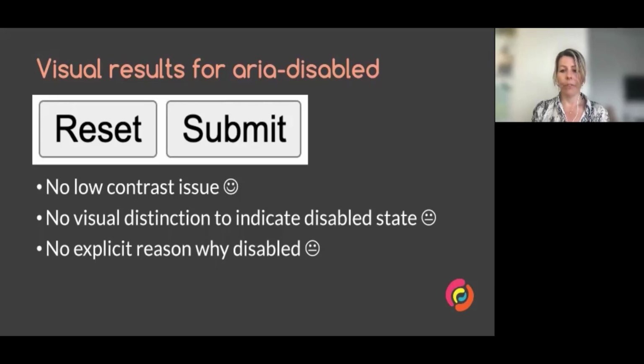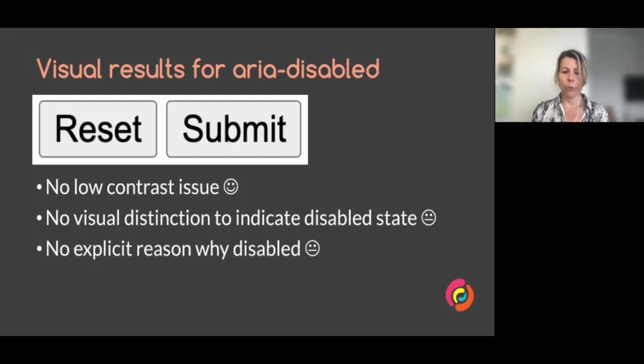The problem with this second approach is that sighted users, keyboard only and speech recognition users would have no way of knowing that this button is disabled because there's no visual distinction. So many users would be confused by a button whose visual appearance indicates that it's active, but when they attempt to submit the form by activating it, nothing would happen.